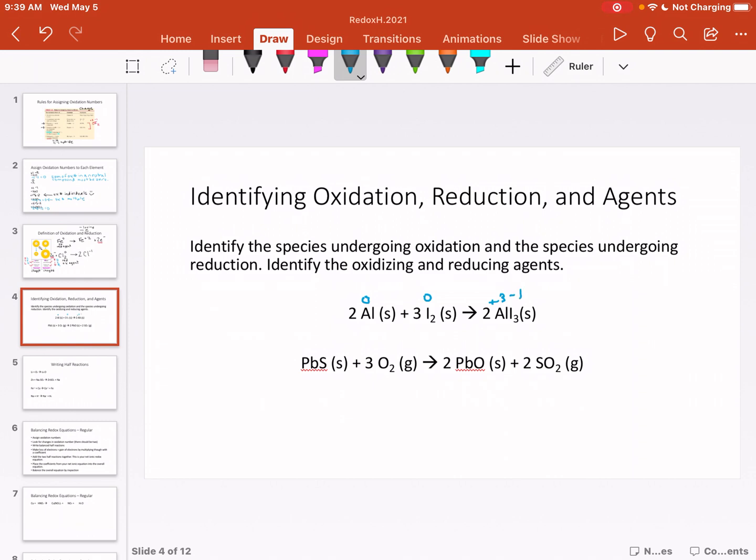So what do I see? My aluminum 0 goes from 0 to +3. So aluminum 0 is a player here for sure. Its oxidation number went up. So we know that aluminum 0 is being oxidized. We also know agents are opposites. So aluminum 0 is also a reducing agent.